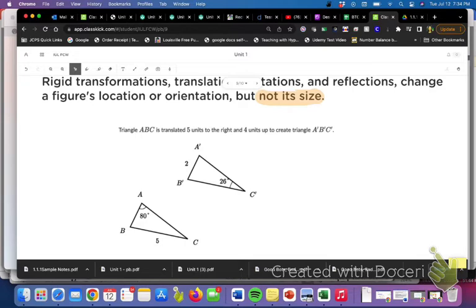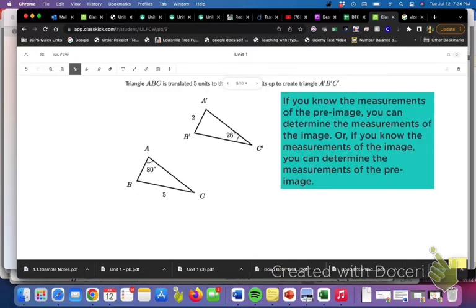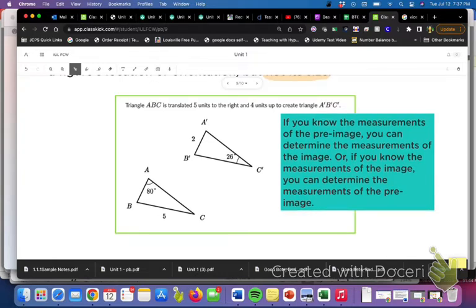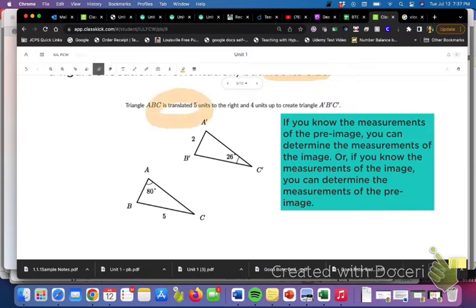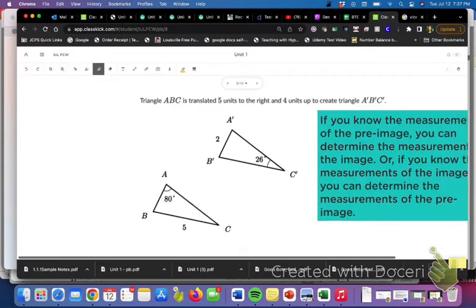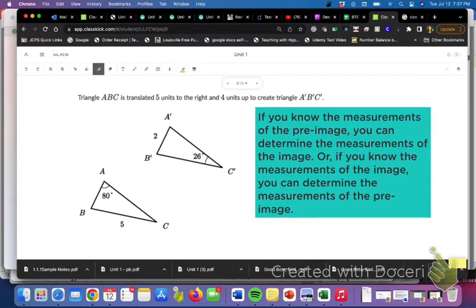So again, that big idea that centers around the fact that the size doesn't change when something's translated means if you know the measurements of the pre-image, you can determine the measurements of the image. Or if you know the measurements of the image, you can go back and figure out what the measurements were of the pre-image. It works both ways. So let's see how that would work in this example. It doesn't matter which transformation you do. In this case, we happen to be dealing with a translation, but this method works no matter what the transformation is. So it still works with a rotation or a reflection.